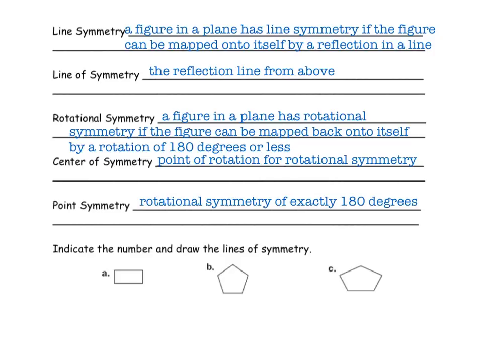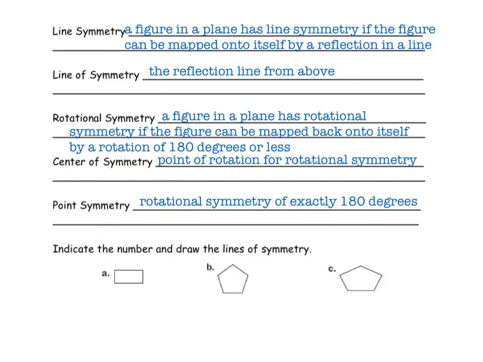So that is different from point symmetry. Point symmetry is a type of rotational symmetry, and it means that the figure has a rotational symmetry of exactly 180 degrees. Now it can have a rotational symmetry of less than that, so 30, 60, 45, 90, all of those, but it means that also when you rotate it 180 degrees, it maps back onto itself. So that is point symmetry.